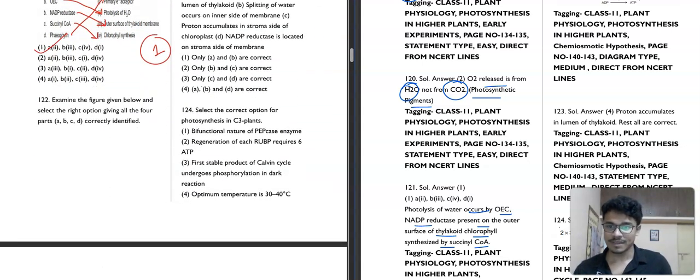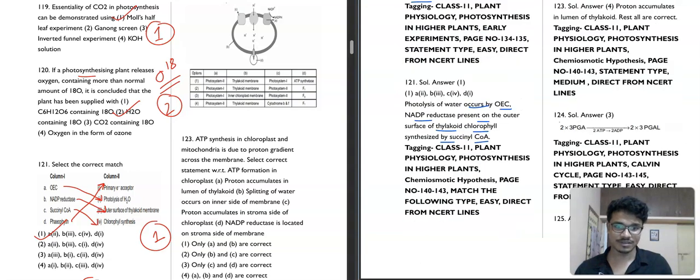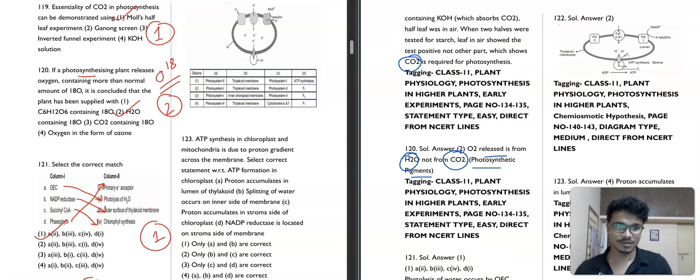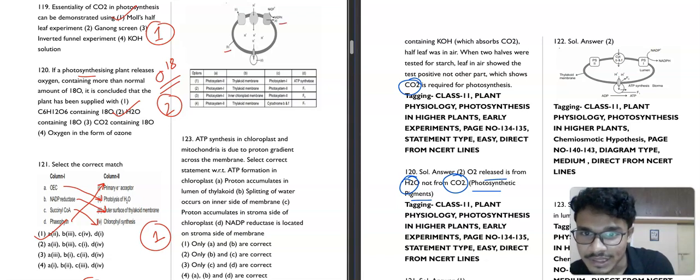And it is saying to examine the figure given below and choose the right option. Okay, here is our figure. This figure is taken from the chemiosmotic hypothesis. It is kind of blurry, but when you get the question paper, it will be okay, I think. So it is saying A, B, C, D. Here it is A, it is B, it is C and D.